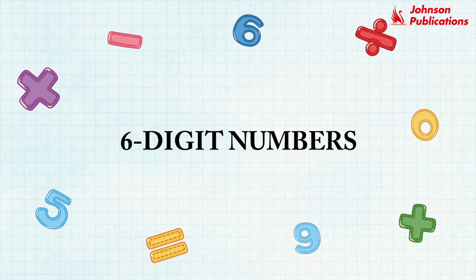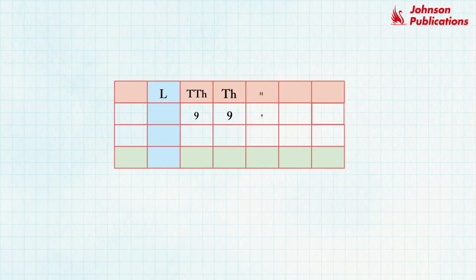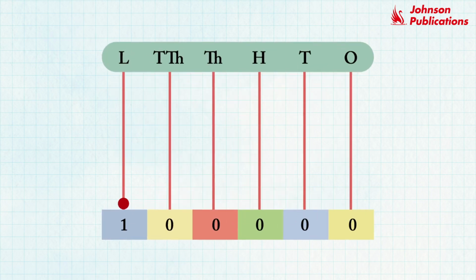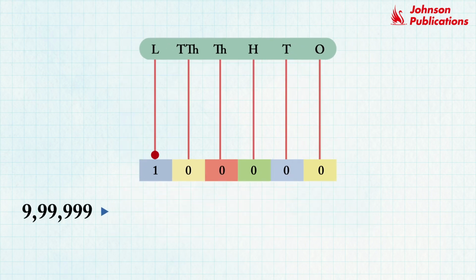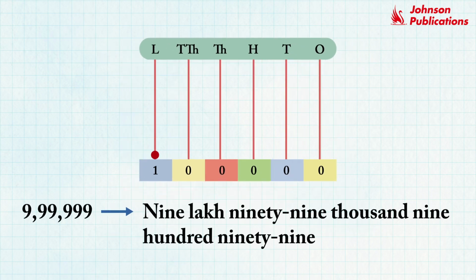6-digit numbers. We know that the largest 5-digit number is this. If we add 1 to it, we get the smallest 6-digit number, which is read as 1 lakh. Look at the number 1 lakh represented in abacus. 1 lakh is the smallest 6-digit number and 9,99,999 is the greatest 6-digit number.